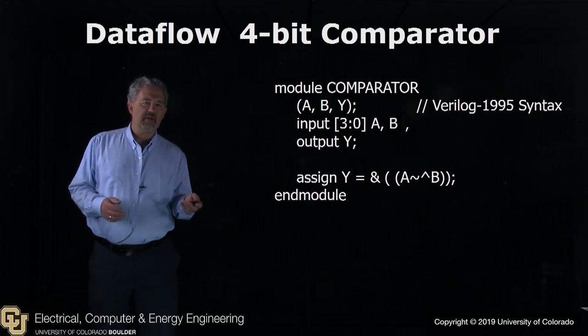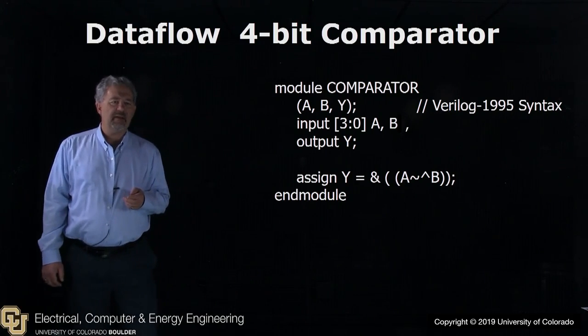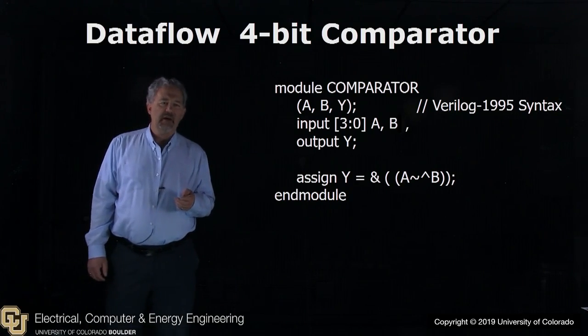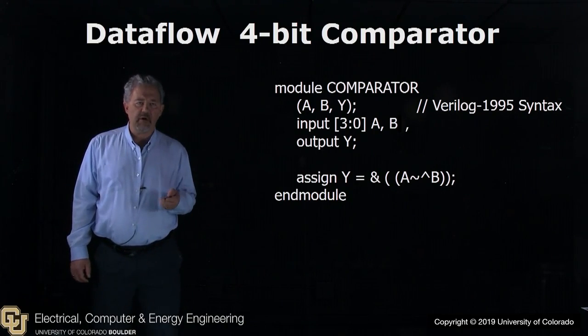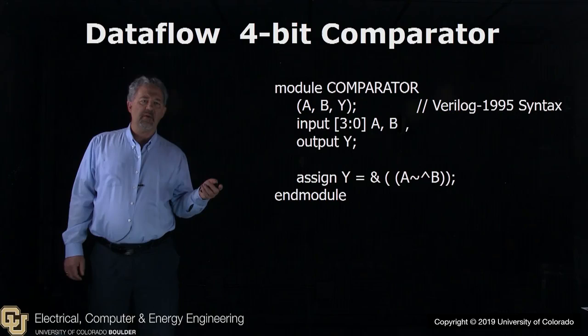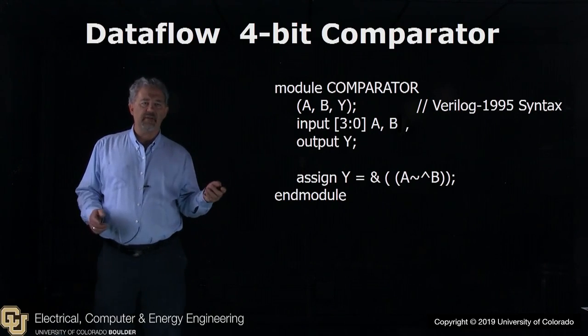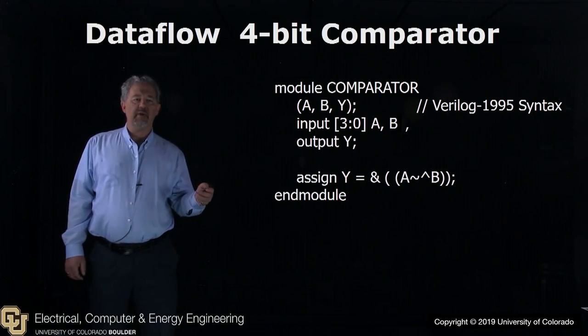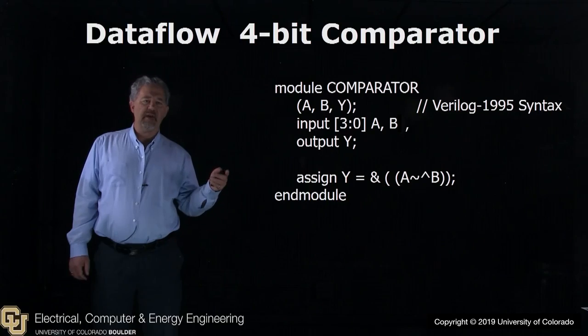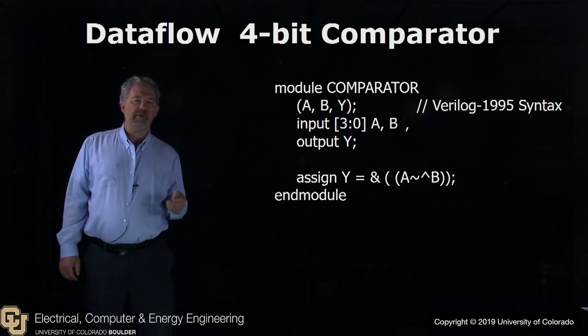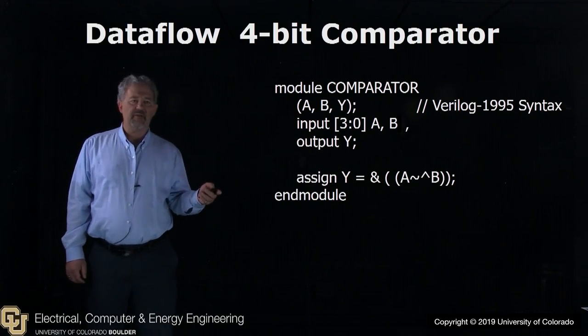In this particular example, we're using the 1995 syntax for the signal list that's part of the module. So you see the signals A, B, and Y are listed with a semicolon after the parentheses there. And then the inputs A and B are defined as 4-bit vectors, and then the output Y is defined.